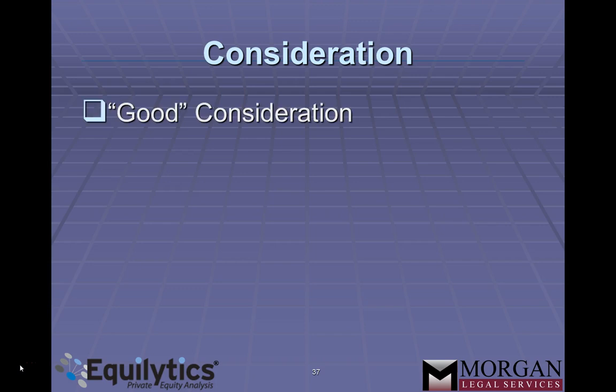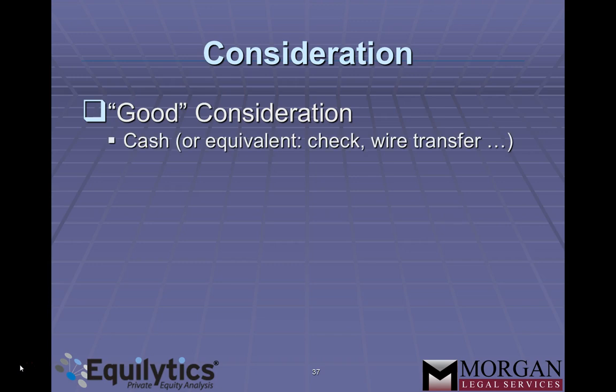So, what is good consideration? What can you use to pay for stock? Well, cash is always good. We're happy to get cash. And when we say cash, we generally use the term to mean cash or equivalent. A check, a wire transfer, in today's day and age, possibly Bitcoin, would be used as cash for stock.